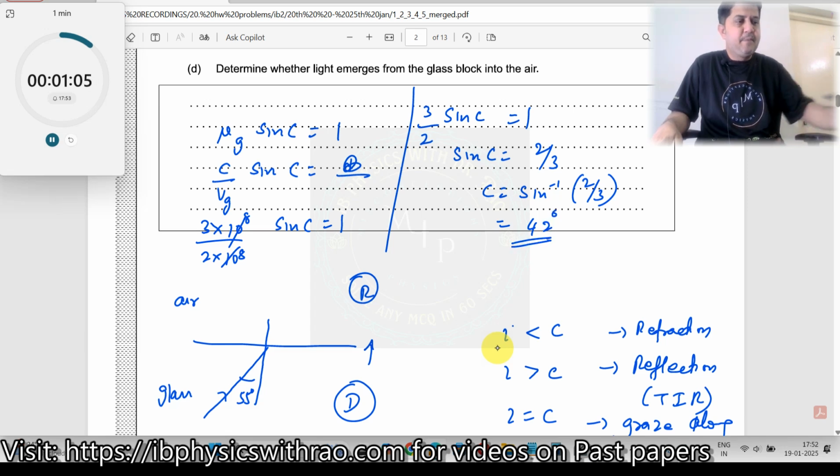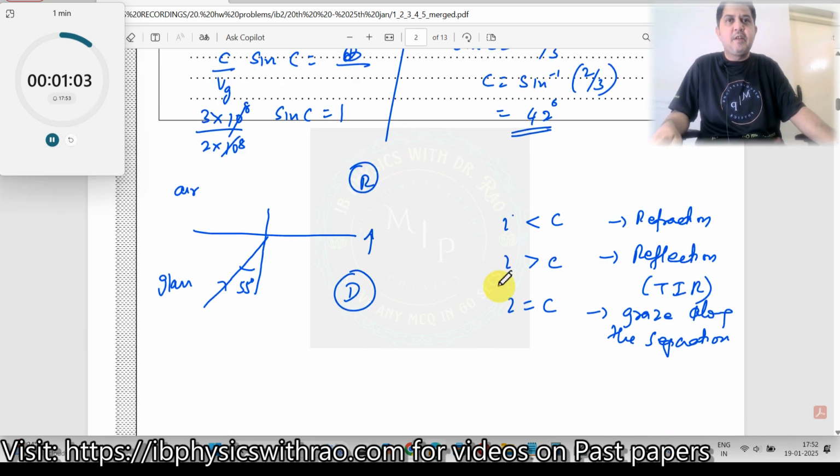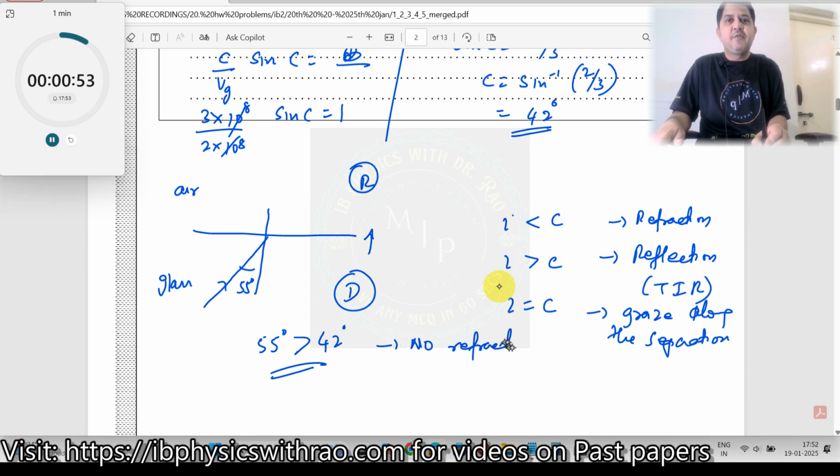42 degrees. Now, which condition will hold good here? See, this is 55 degrees. 55 degrees is greater than 42 degrees. So, what can happen? No refraction. No refraction, which means what? The rays of light will not go through, but instead there will be a reflection over here. Okay. So this is what you call TIR.